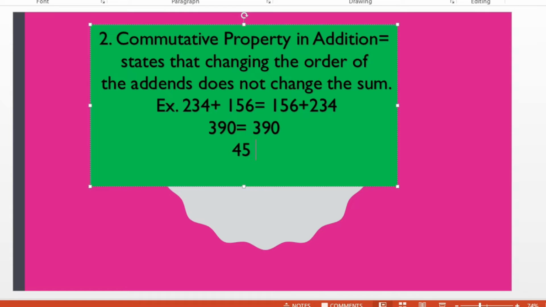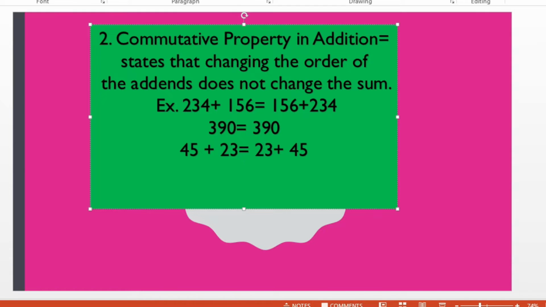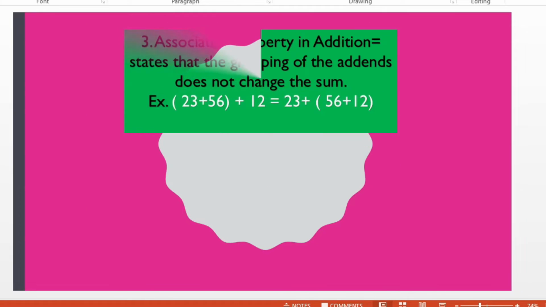45 plus 23 equals 23 plus 45. So, let us check if the answer is the same. So, 45 plus 23, the answer is 68. Then, 23 plus 45, the answer is 68. So, again, commutative property said that the order of the addends does not change the sum.